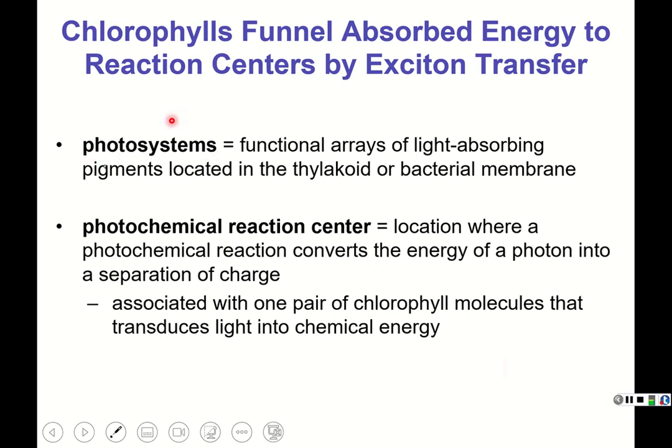What are terms here that are important? One is photosystems. We'll see that there are two photosystems. And what a photosystem is, we'll explain in a second, but it's a functional array of light-absorbing pigments that's located in the thylakoid membrane.